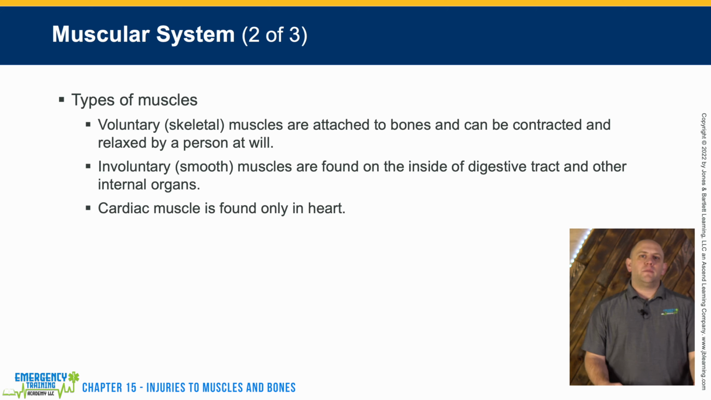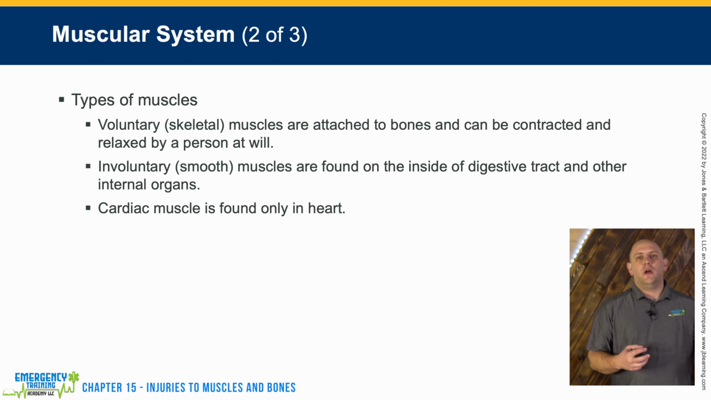We have different types of muscle within our body. We have our skeletal muscle, which is a voluntary muscle that attaches to the bone and makes it so that we can actually move. These are contracted and relaxed at will by us thinking about it.